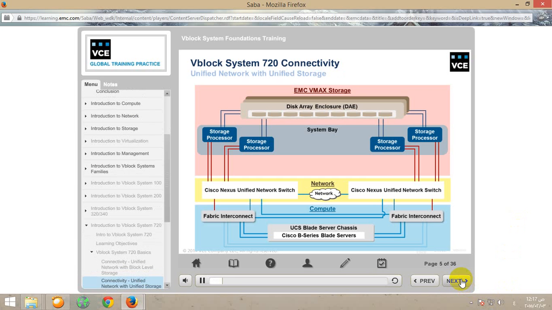In the vBlock System 720 models with unified network and unified storage, data movers are added to the configuration to perform file server tasks. On the network side, each data mover is attached to the LAN or Ethernet ports on both Cisco Nexus unified switches. And on the storage side, each data mover is connected to every storage processor.